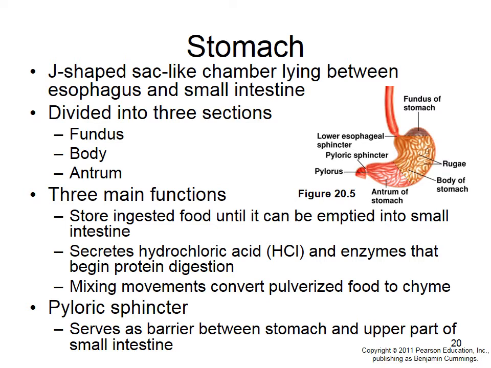Right. The reason why your stomach is storing food is because you don't want to dump your entire meal into the small intestine at once, because digestion and absorption takes time. Okay? And the more protein and fat that was in your meal, the longer it stays in your stomach. Right? So that's why diets high in protein and fat have higher satiety.